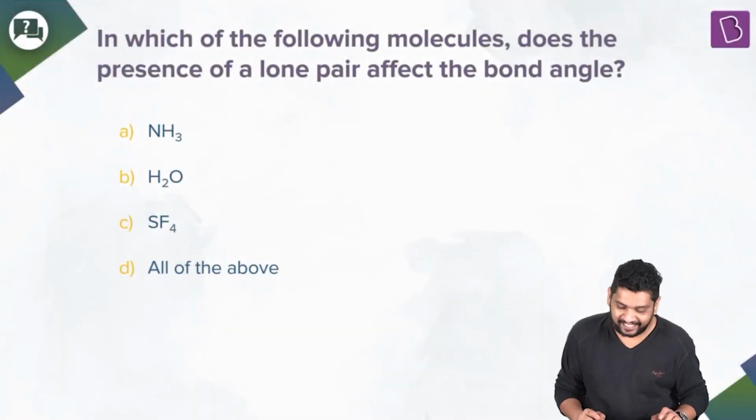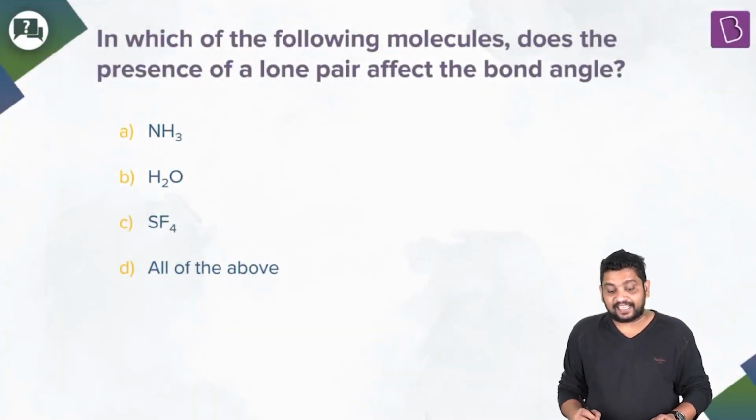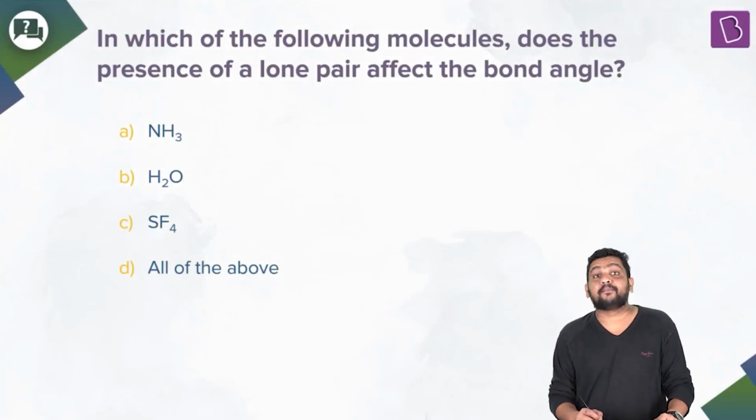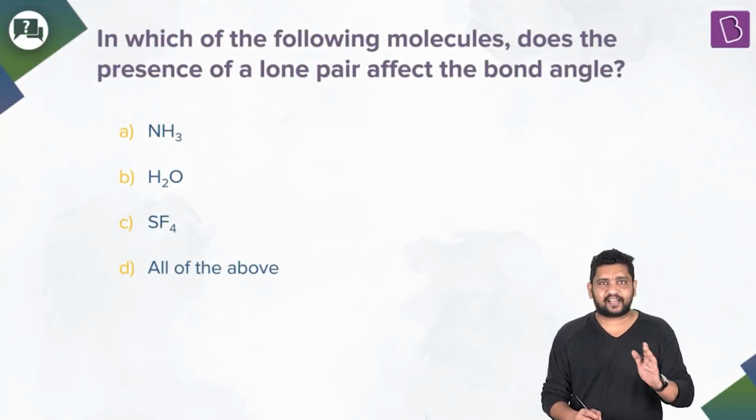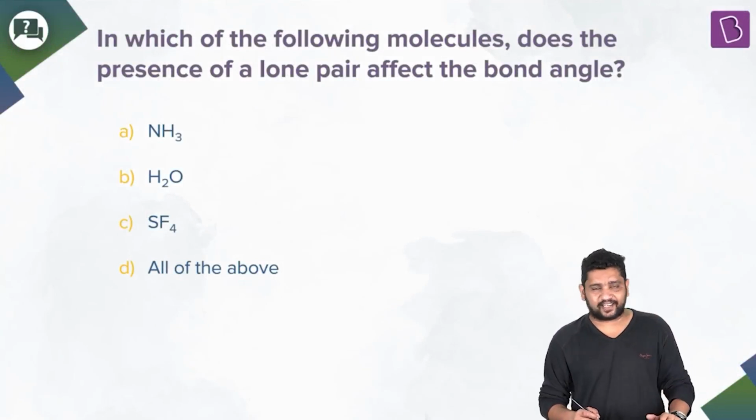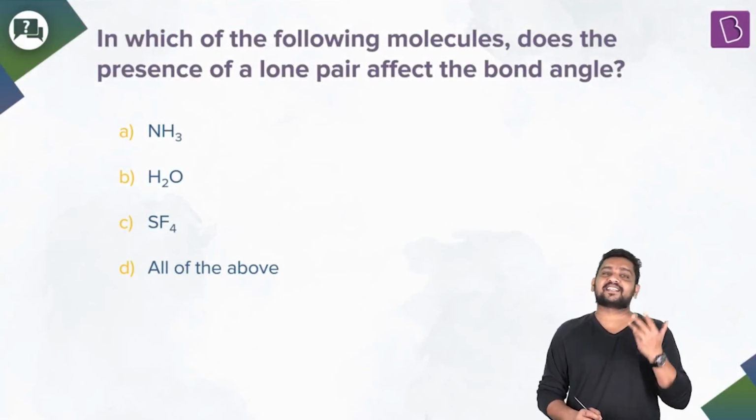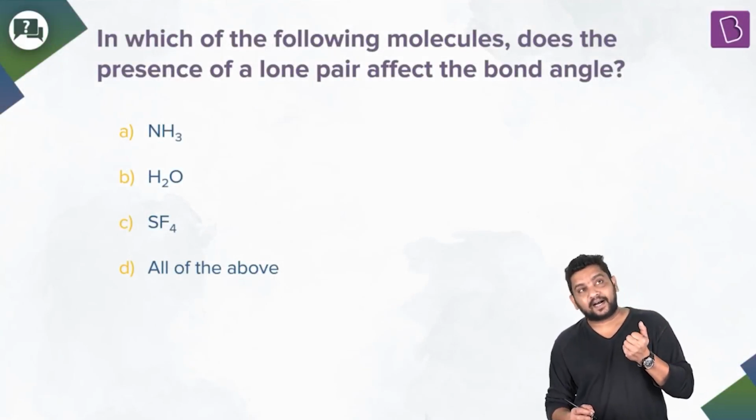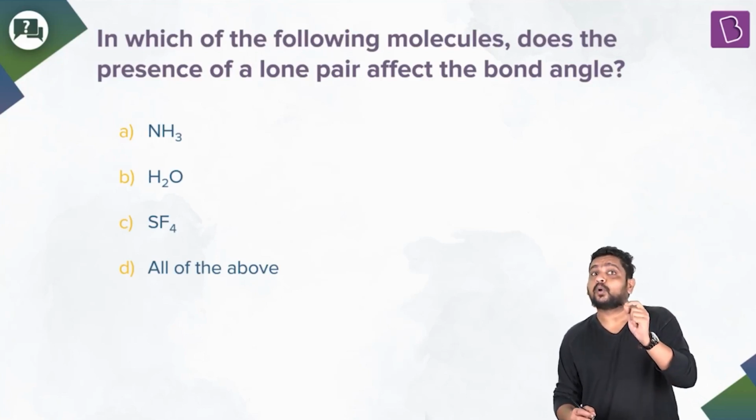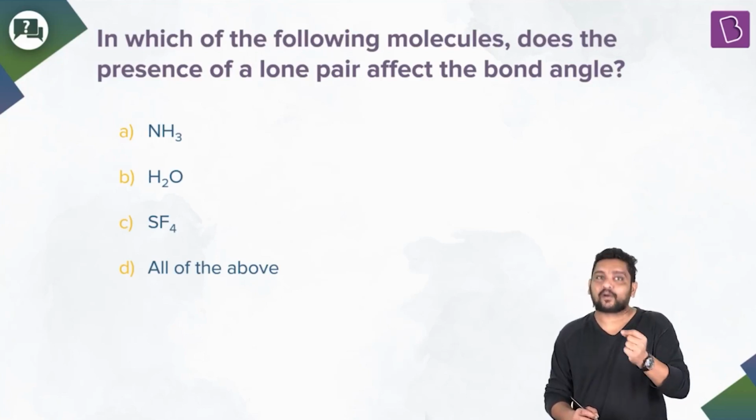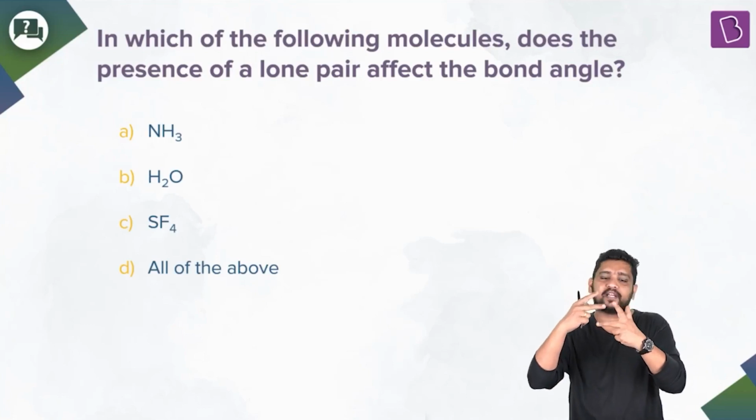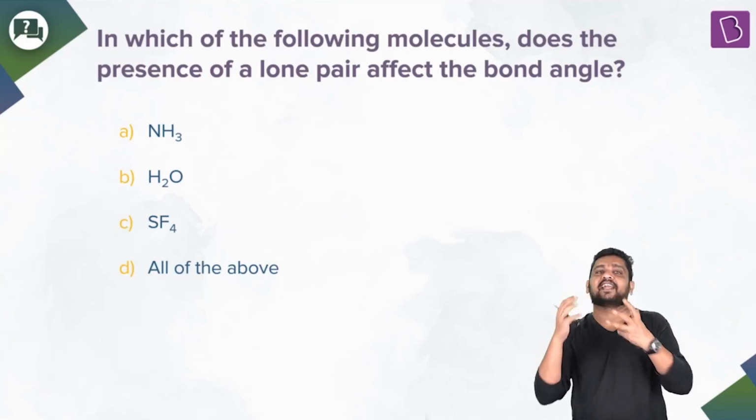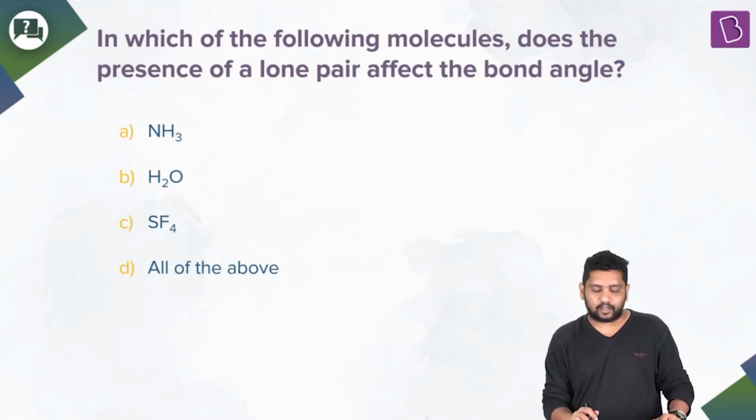Okay, this question says, in which of the following molecules does the presence of a lone pair affect the bond angle? We know lone pair does have an impact. Lone pair is counted in steric number. We know lone pair does have a role to play as far as shape of the molecule is concerned. Although lone pair is directly not counted in shape, right? So shape is only where we look at all the nuclei and how they are connected. Lone pairs are not considered.